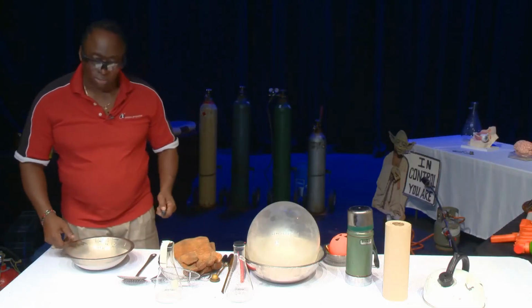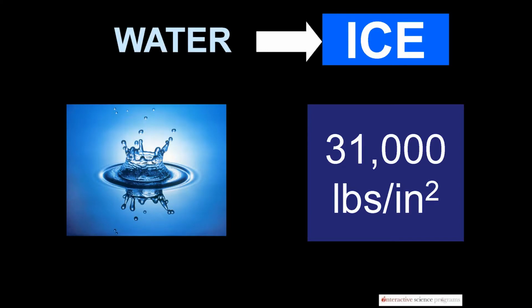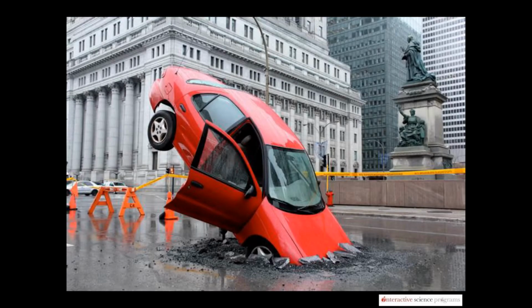All righty, now, when water turns to ice, it expands with a force of almost 31,000 pounds per square inch. So if you take a soda, you put it in the freezer, the molecules are going to freeze and expand, and it's going to explode the can, because the can can't hold 31,000 pounds per square inch. So now let's apply that. I wonder where potholes come from in the street.